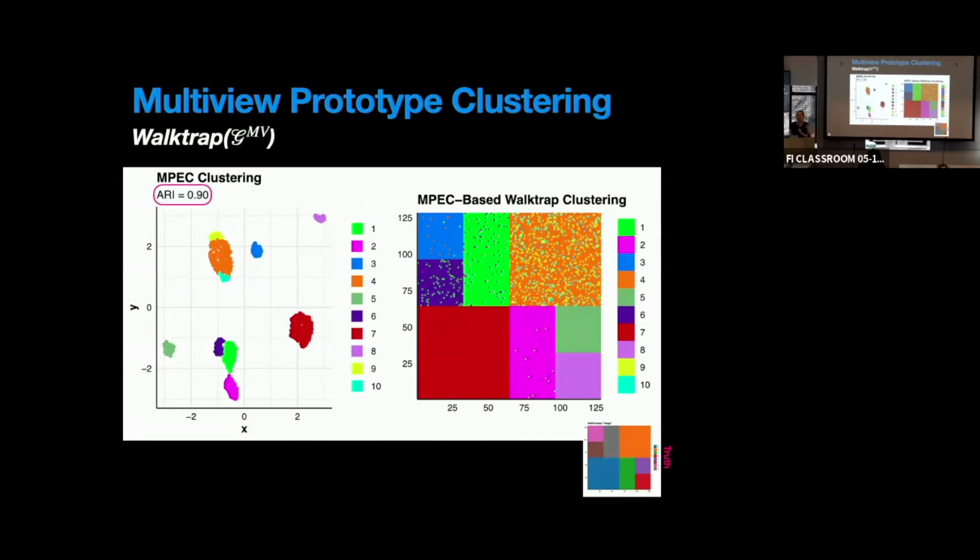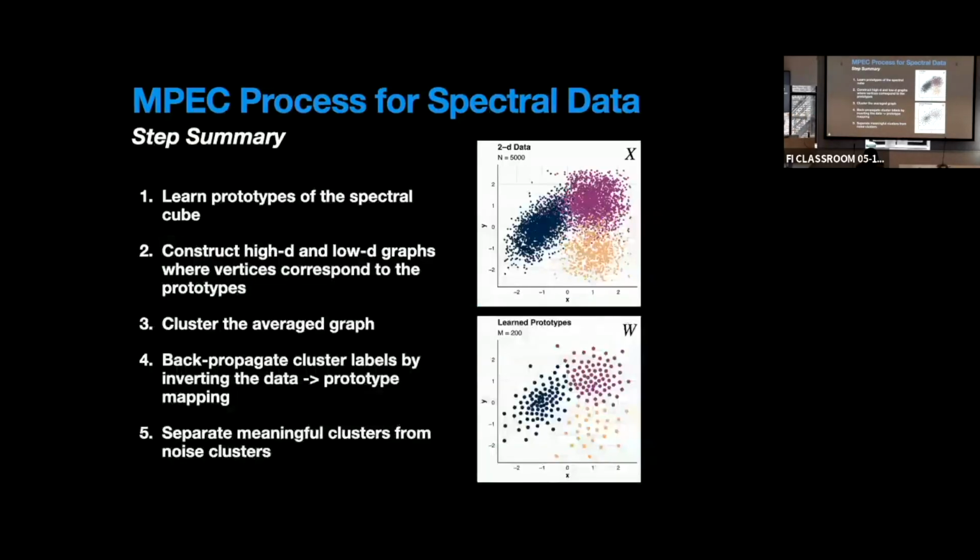All right. So where are we here? Okay, here's a summary of what we've done. We learned the prototypes of our spectral cube. We construct high dimensional and low dimensional graphs where the vertices correspond to prototypes. The high dimensional graph represents density, the low dimensional graph encodes distance. We cluster these two graphs. There are pluses and minuses of both of those spaces, which is why we're using both of them. We back propagate the cluster labels by inverting the data back from the prototypes to the raw data. And then we inspect our clusters using noise statistics to determine: are these clusters meaningful, or are they just noise?